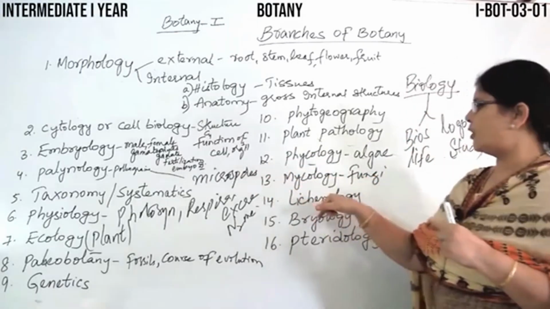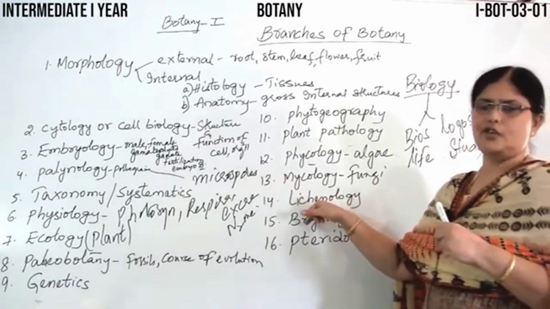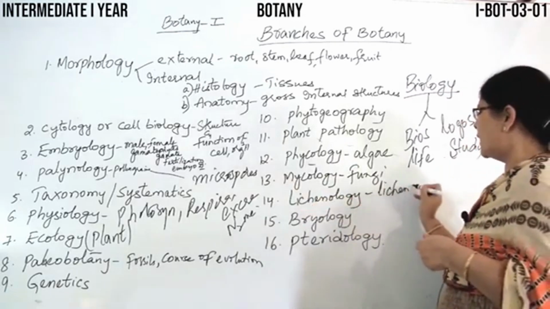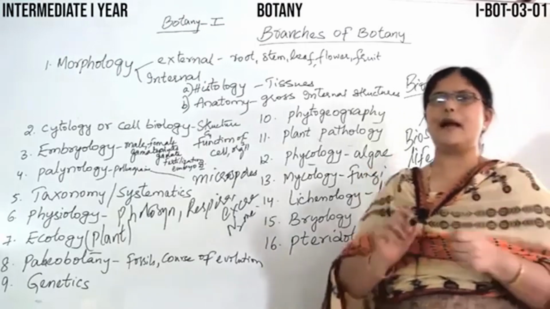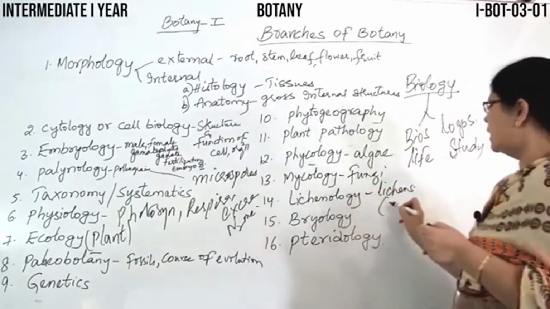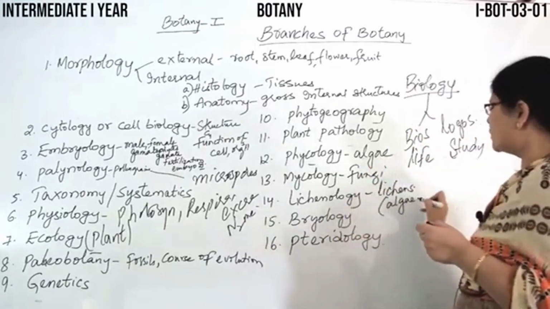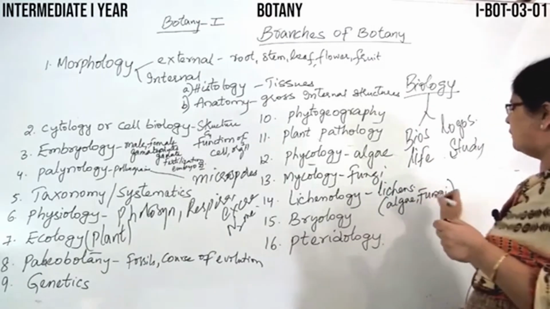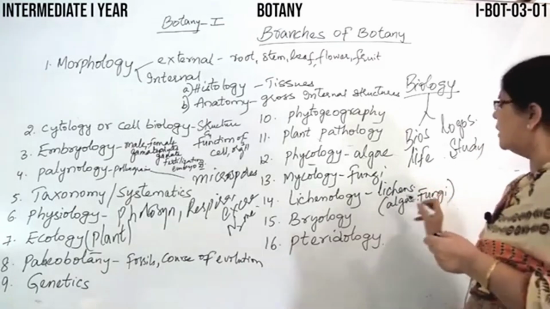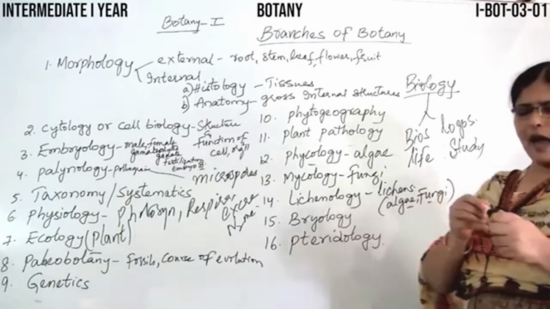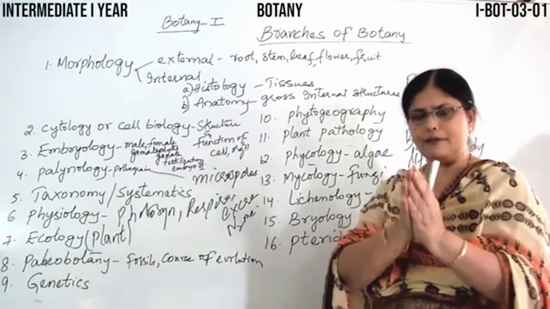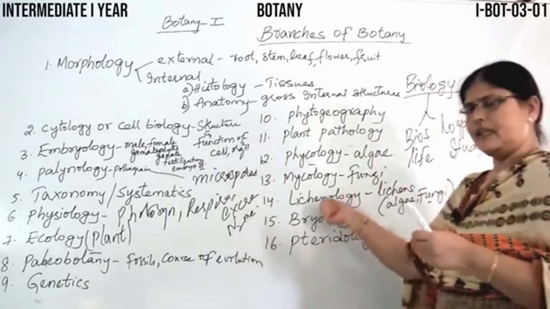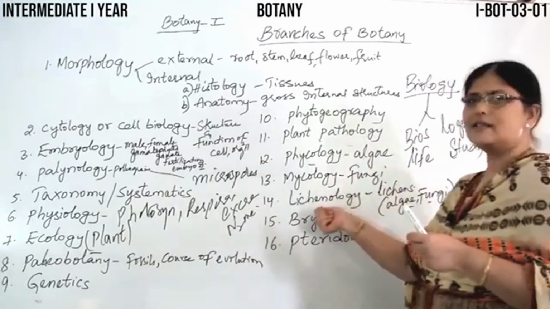Next branch of botany is called as lichenology. Lichenology comprises of living organisms which are called as lichens. Now, what is meant by lichens? Lichens are nothing but a group of two organisms living symbiotically with each other. And the two organisms which live symbiotically with each other are algae and fungi. So, algae and fungi together, when they live together like a single organism, that is called as lichen. The study of lichens is called as lichenology.